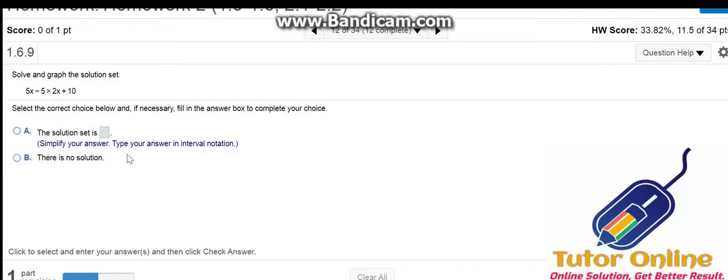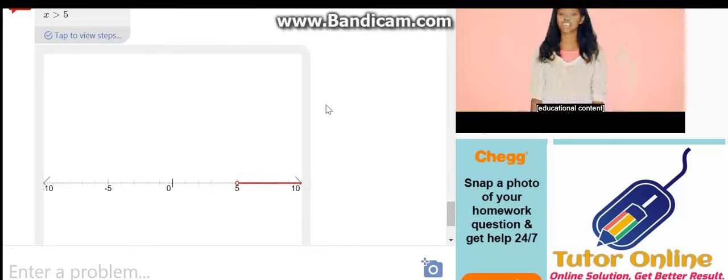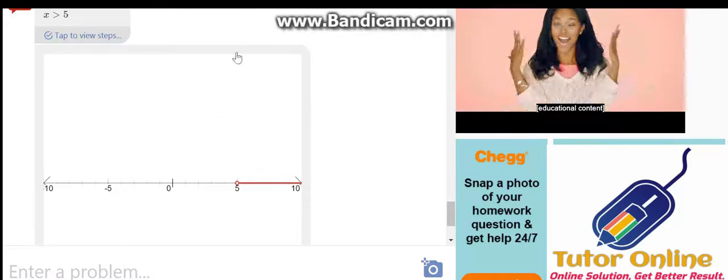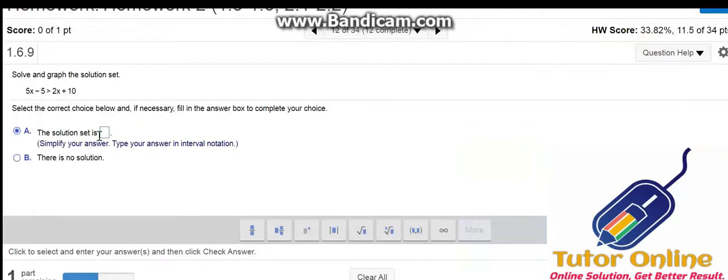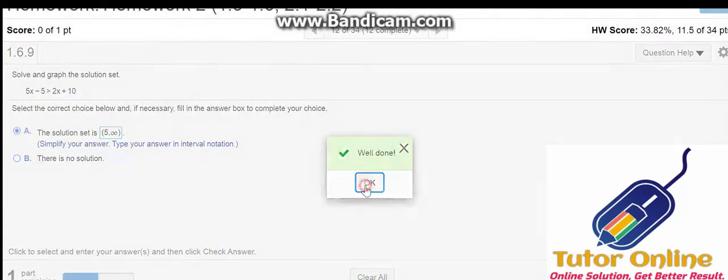It's taking a little bit of time. Solve and graph the solution set. It's our expression. We will solve it and convert it to a graph. 5x minus 5 is greater than 2x plus 10. So it shows that x is greater than 5. So we'll again fill up from 5 to infinity. Let's check the answer. Yeah, well done.